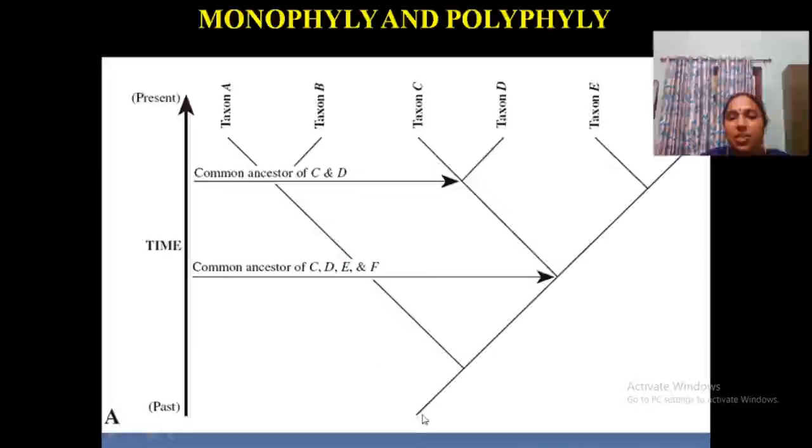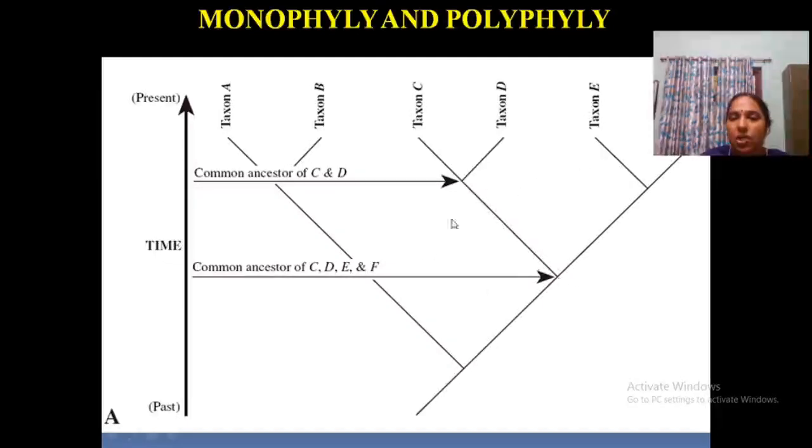Here in one picture, see, this is the common ancestor. This is one group. You can see there are some points. The points are known as nodes, which usually represent the common ancestor of that particular group. Here you can see taxon C and taxon D share the common ancestor here. See this one, taxon C, D, E and F: from here C, D, and from here itself E and F are coming. So, this is the common ancestor of C, D, E and F.